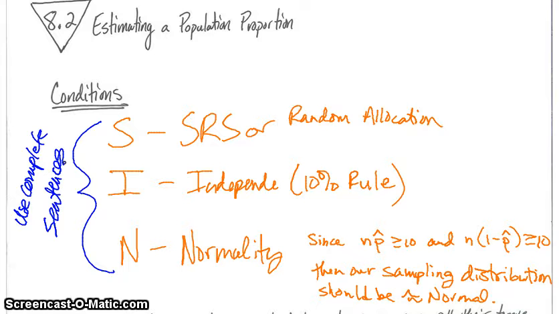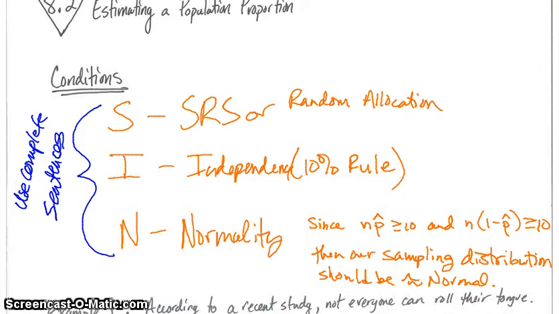I expect you to write out what you're doing by using complete sentences. An SRS is given in the situation. Independence, wow, looks like I didn't complete that independence word. Independence is established because it's reasonable to assume that 10 times our sample number exists. And then normality, we only use n times p hat because we don't know p. We can't use it. So let's look at an example so we can talk about what kinds of sentences need to be used.